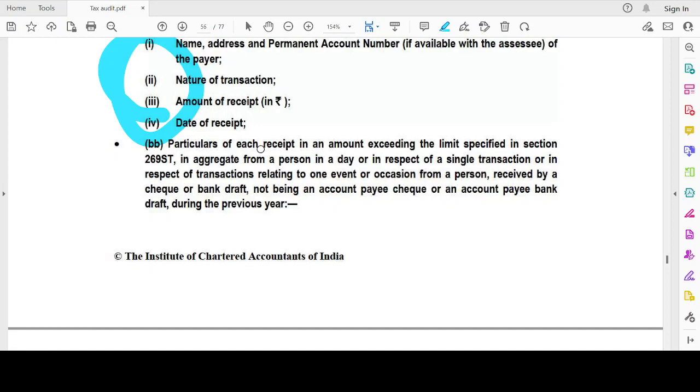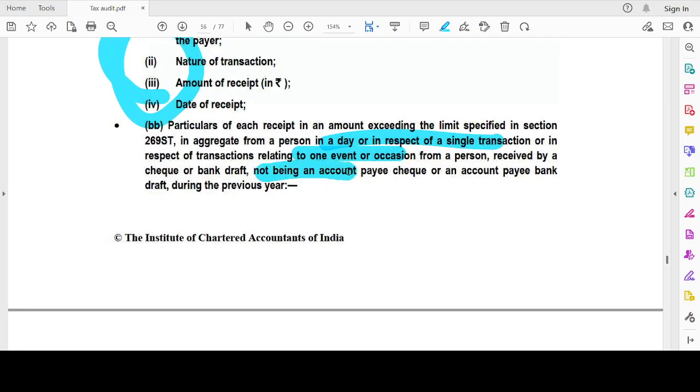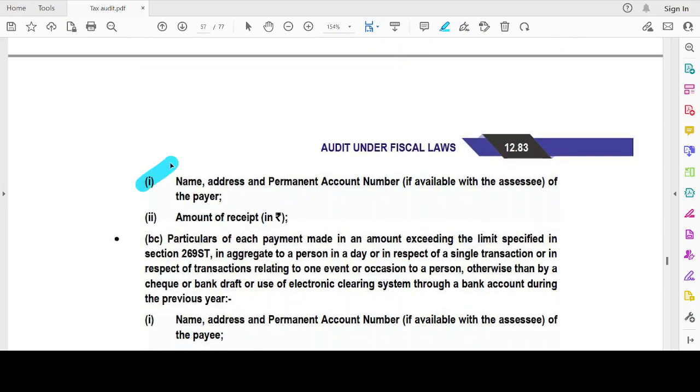31BB. Particulars of each receipt in an amount exceeding the limit of 269ST in aggregate from a person in a day, or in respect of a single transaction, or one event or one occasion from a person, received by cheque or bank draft not being an account payee cheque or account payee bank draft during the previous year. Name and amount of receipt.